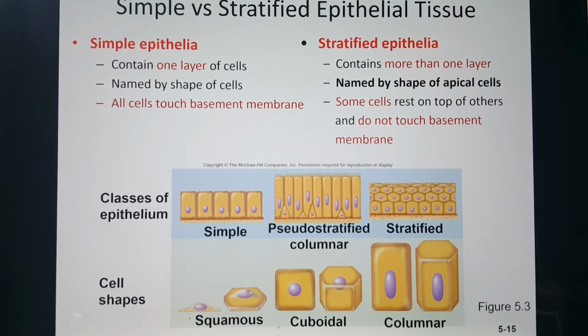Another way to classify epithelial tissue is based on shape. Down here we have three different cell shape types. We have squamous, which is our flat fried egg; cuboidal, which looks like a cube, so it's going to be equally as wide as it is tall; and the last one is columnar, which is tall like a column, so taller than it is wide.